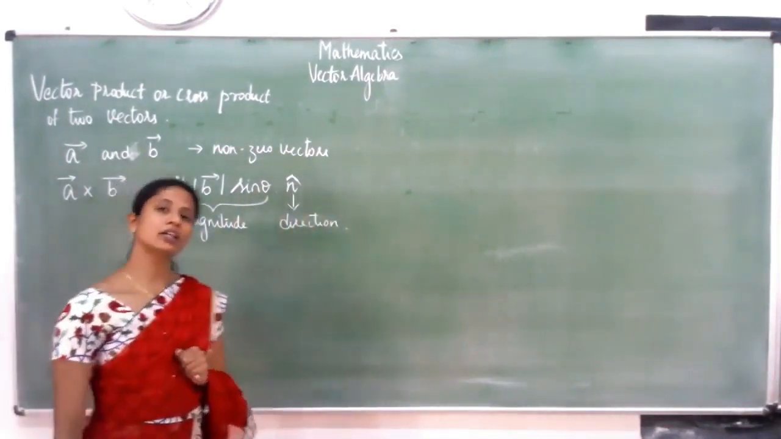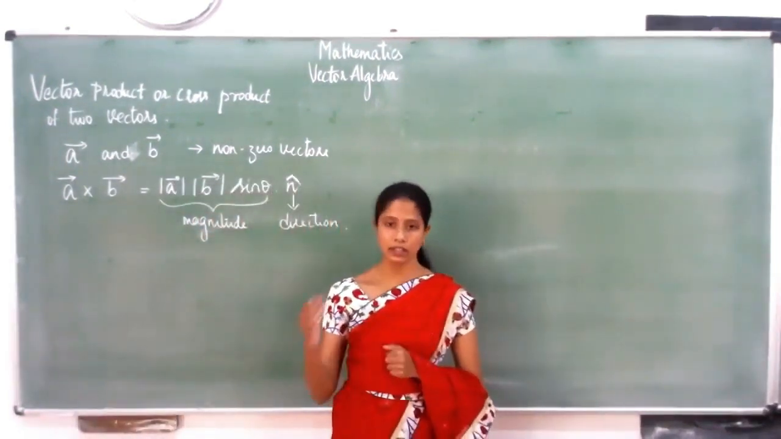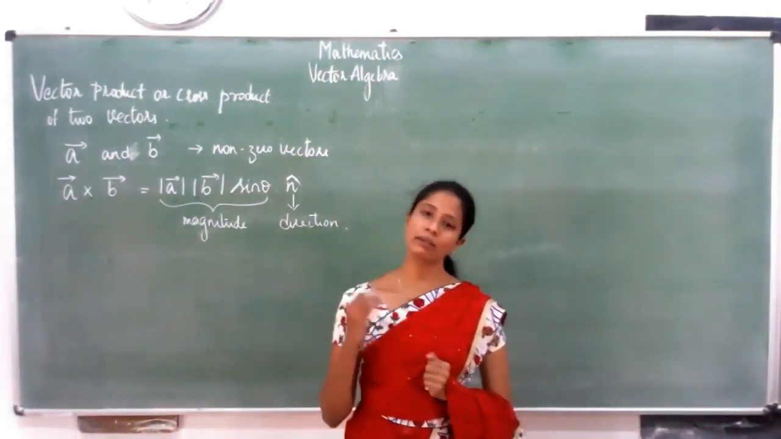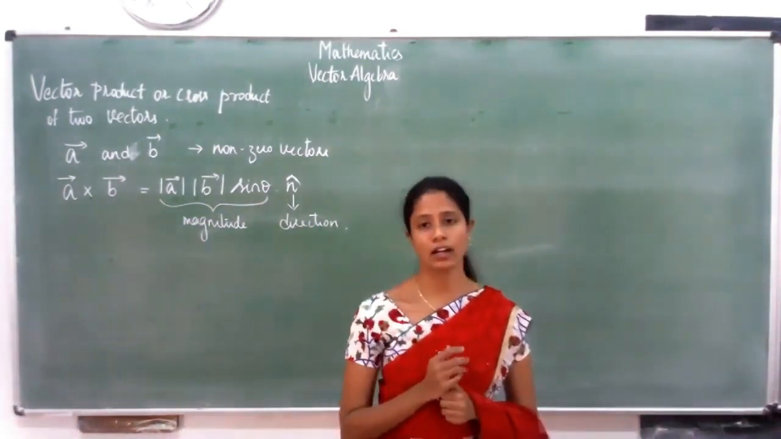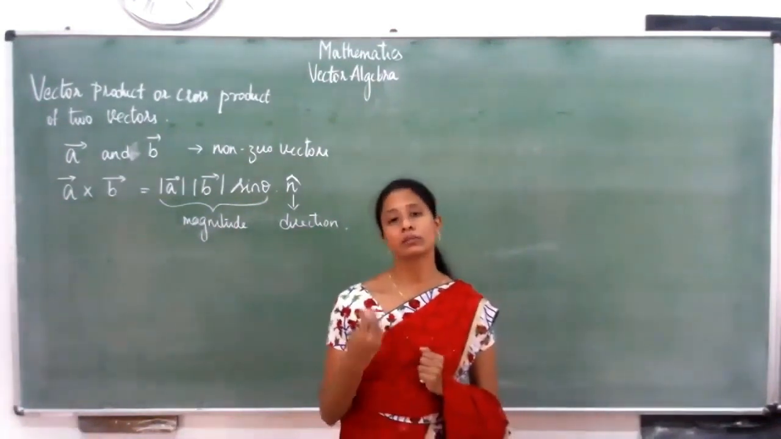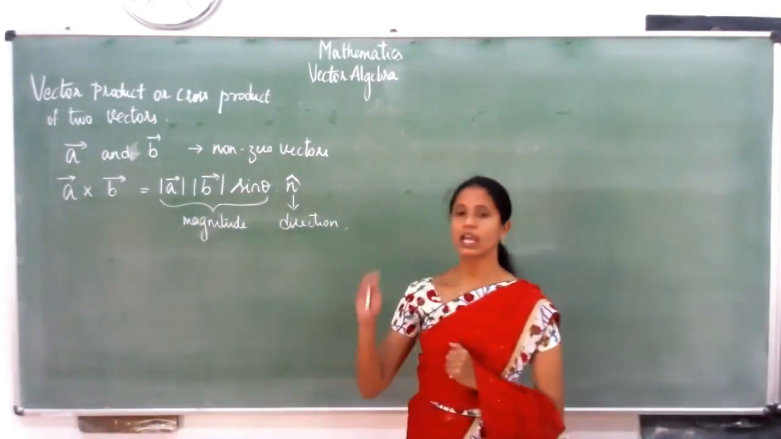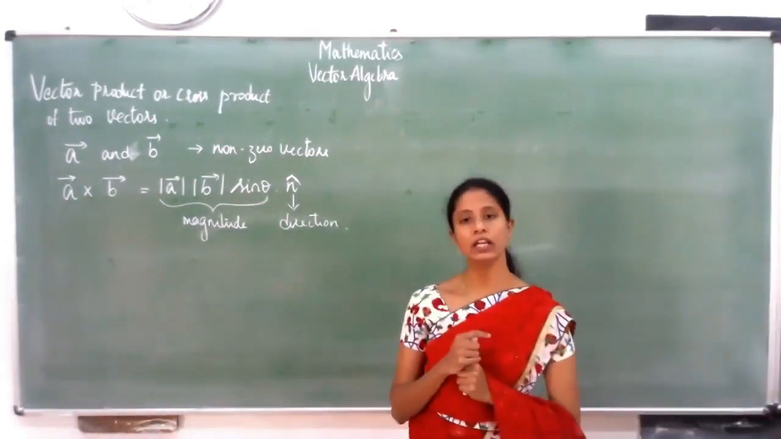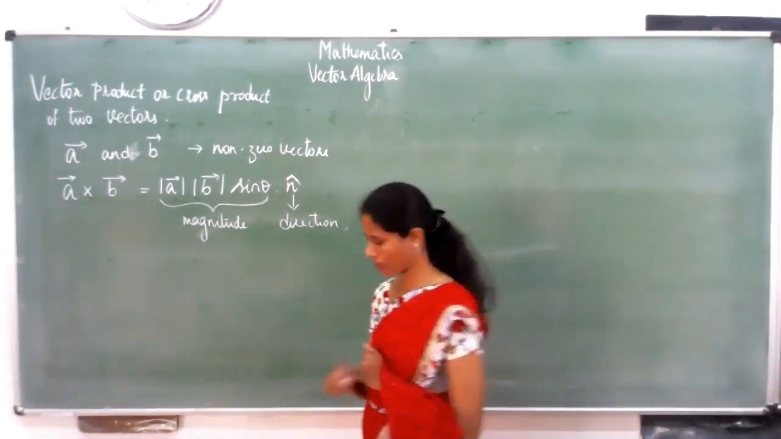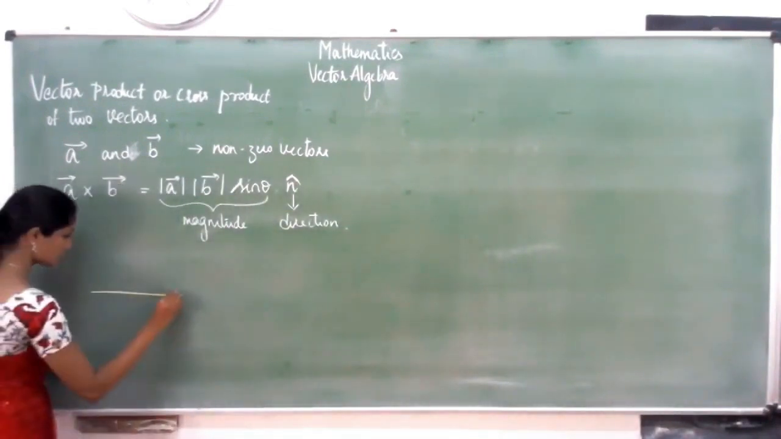If you remember the dot product between the two vectors, which we have discussed in the previous classes, there we said that the dot product between the two vectors is just a scalar. So we are getting only a scalar quantity, only the magnitude. We were not bothered about the direction because it is just a magnitude. Now here, when I say the cross product between the two vectors is a vector, it means it has both magnitude and direction.